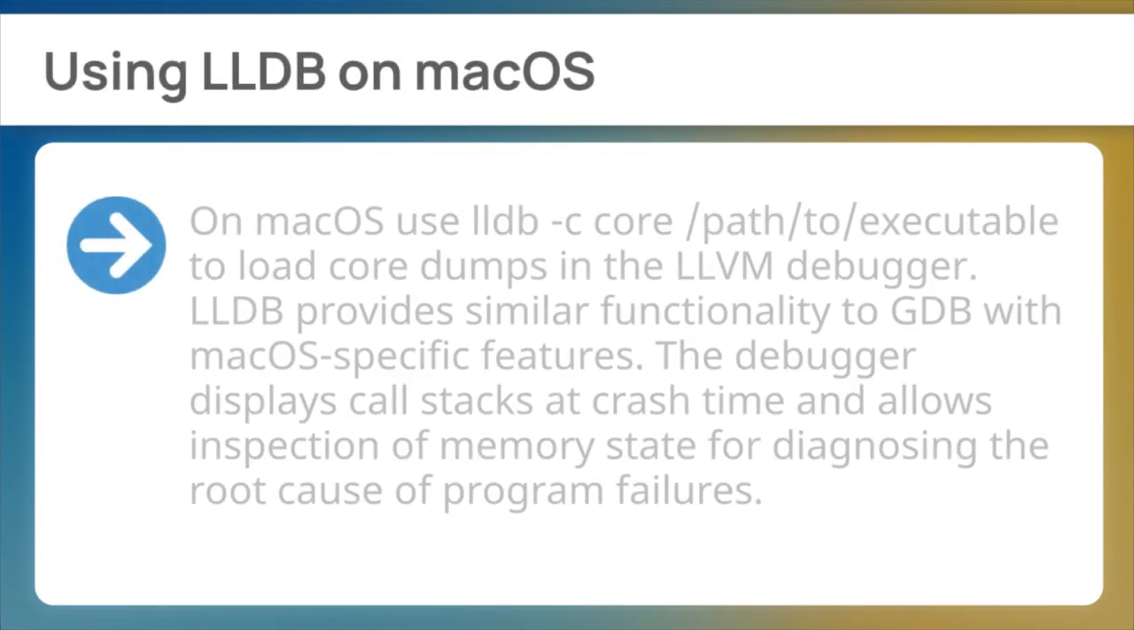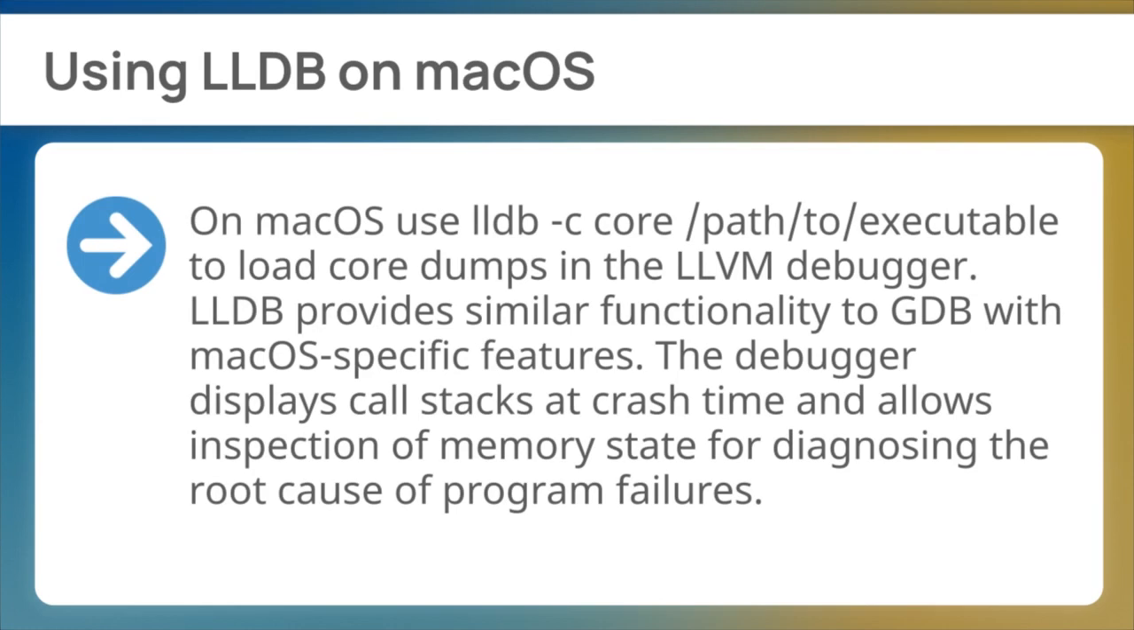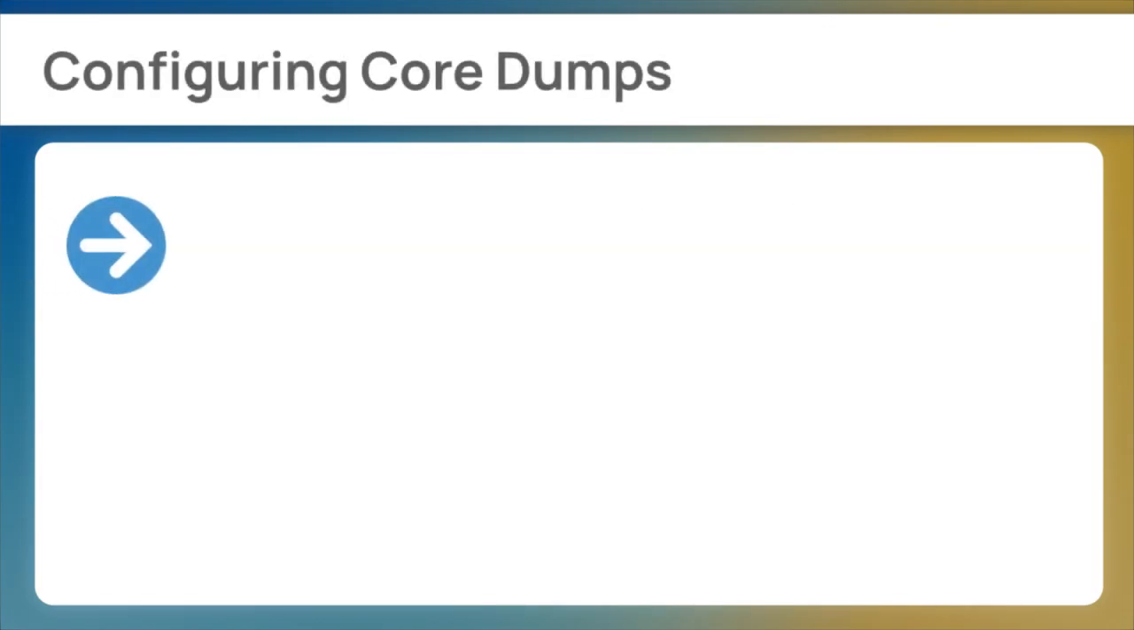Next, using LLDB on macOS. On macOS, use lldb -c core or path/to/executable to load core dumps in the LLVM debugger. LLDB provides similar functionality to GDB with macOS specific features. The debugger displays call stacks at crash time and allows inspection of memory state for diagnosing the root cause of program failures. Finally, configuring core dumps.